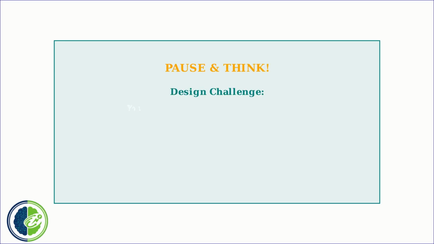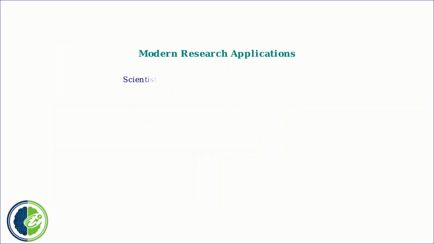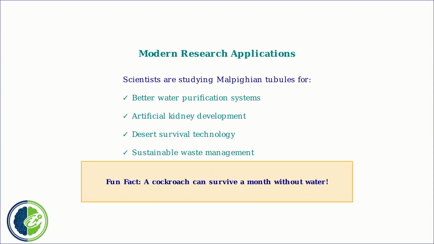Let me give you a challenge to think about. Pause this video and consider: if you were designing a water conservation system for a robot that had to work in the Sahara Desert, what features from insect Malpighian tubules would you copy? Recent research shows that these tubules are even more sophisticated than we first thought. Scientists are studying them to develop better water purification systems and even artificial kidneys. So next time you see a cockroach, remember, it's carrying some of nature's most advanced biotechnology.